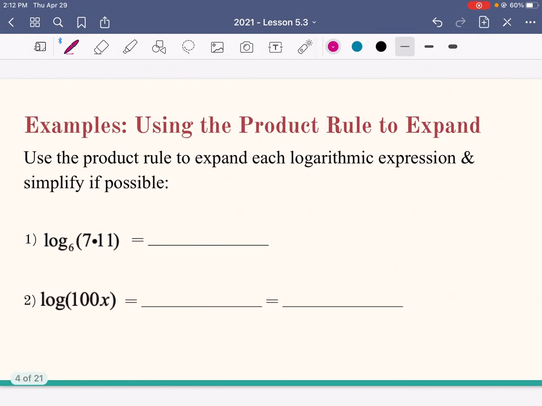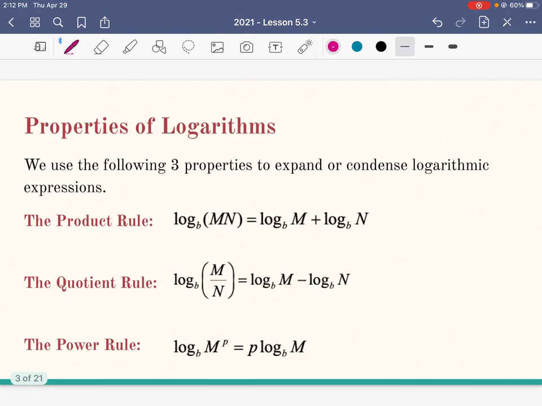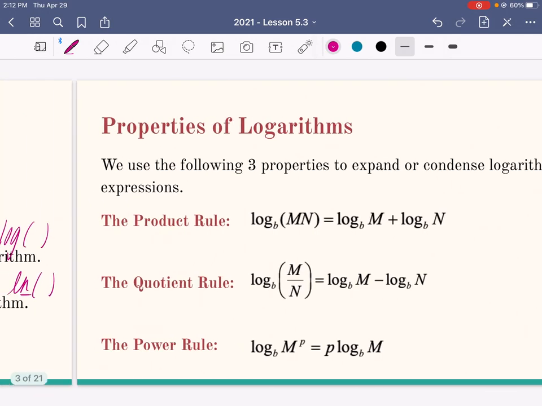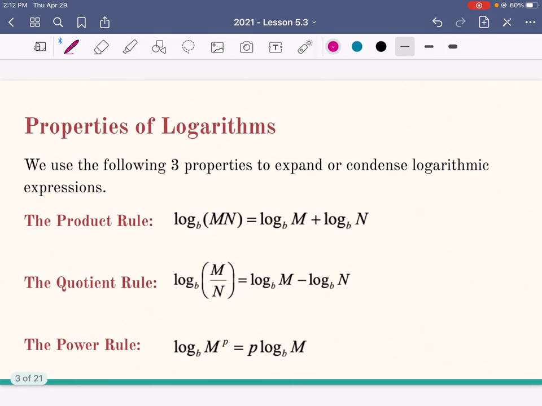All right, so let's go back here. Properties of logarithms. So here are 3 properties of logarithms that we're going to use today to expand or condense logarithmic expressions. Okay, so take a minute. If you need to pause the video here, you can do so. I want you to write all of these down. These are going to be extremely important.